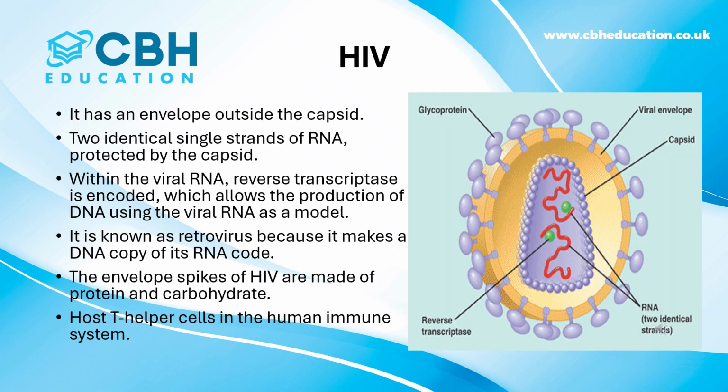So HIV has an envelope outside the capsid, and the genetic material is two identical single strands of RNA that are protected by the capsid. Within the virus, there is an enzyme called reverse transcriptase, which is encoded and allows the production of DNA using the viral RNA as a model. It is known as a retrovirus because it makes a DNA copy of its RNA code. The envelope spikes of HIV are made of protein and carbohydrate, and an example of a host is T helper cells in the human immune system.